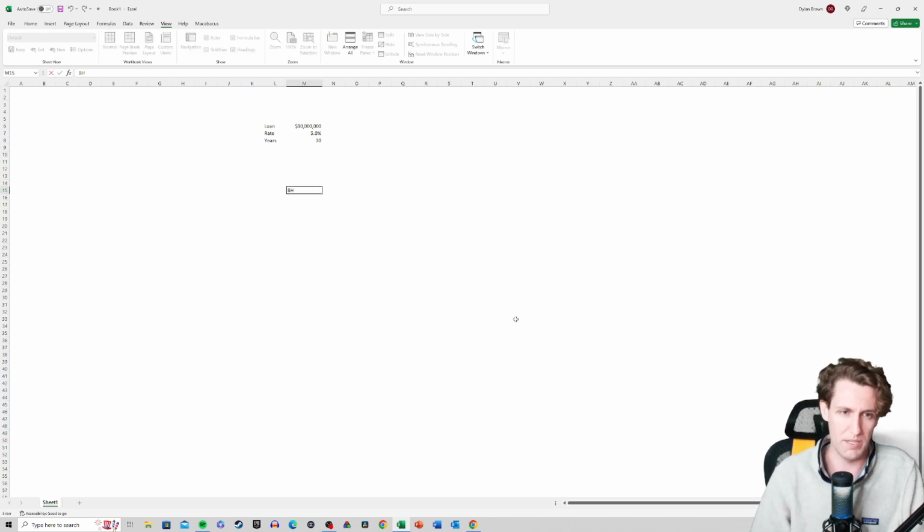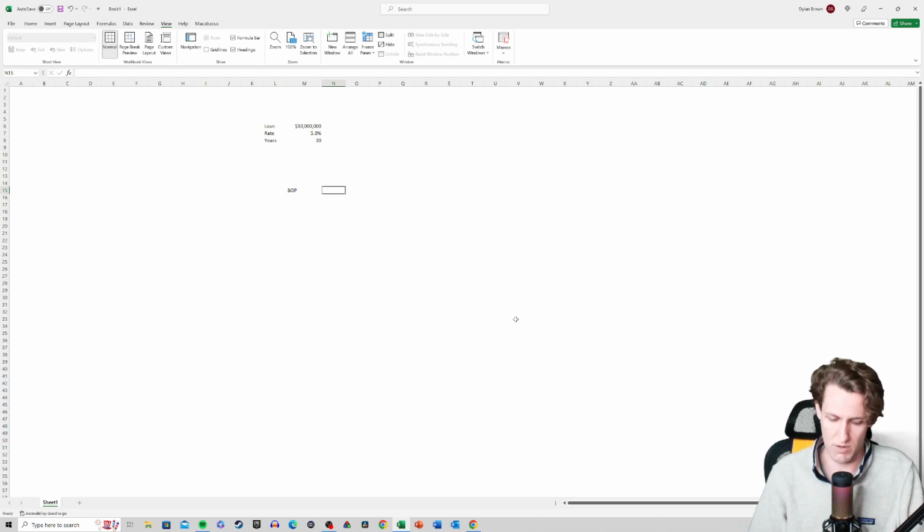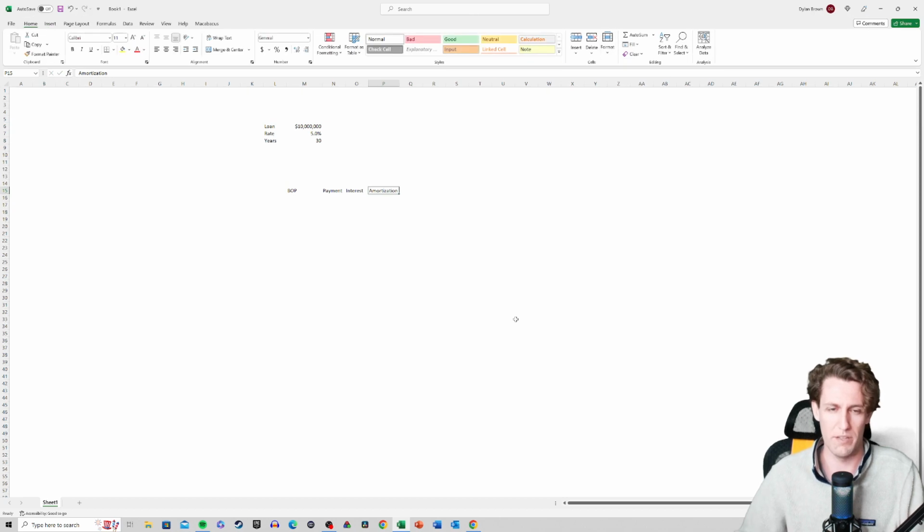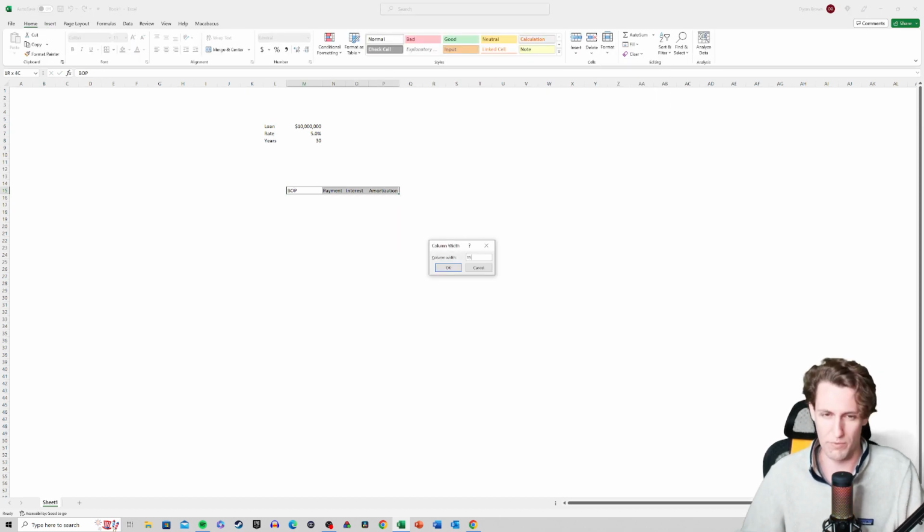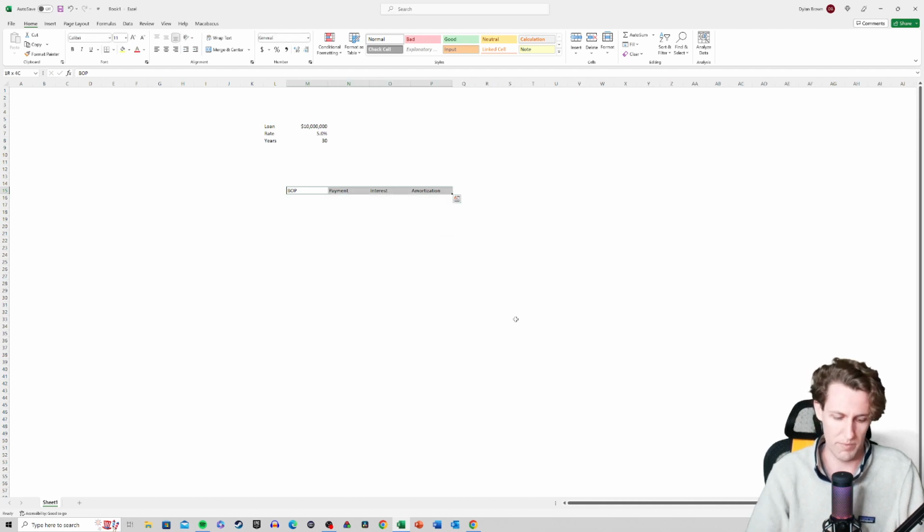We're going to do beginning of period. We're going to do our payment. And our payment is comprised of our interest and our amortization. I'm going to press Alt-HOI to get this. I'm going to make these all the same width, and center these.